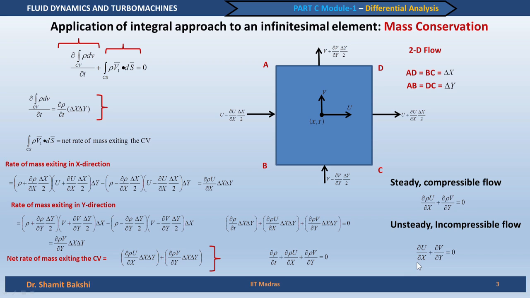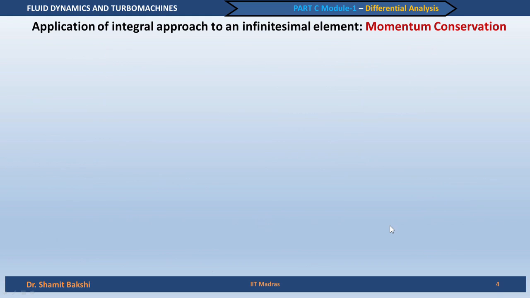So, we will have ∂u/∂x + ∂v/∂y + ∂w/∂z = 0. So, we have got the mass conservation equation by using the integral analysis on an infinitesimal control volume. Let us now go to the momentum conservation equation.